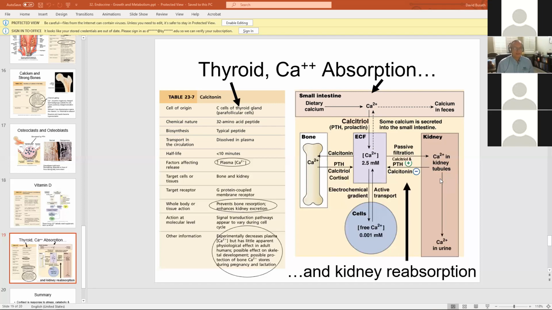The only trouble is it's far more active in lower animals than it is in humans. We really utilize the parathyroid hormone control much more than the calcitonin control because calcitonin is not as effective at building up bone in humans as it is in lower animals. Nevertheless, it's secreted from the thyroid gland, parathyroid hormone from the parathyroid gland, so it's a good counterpoint.